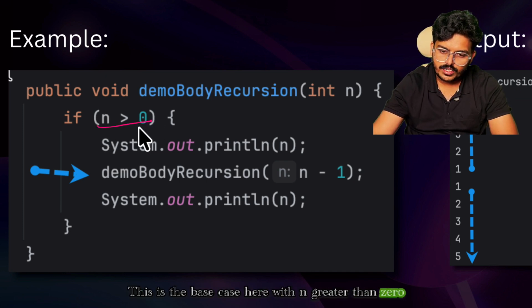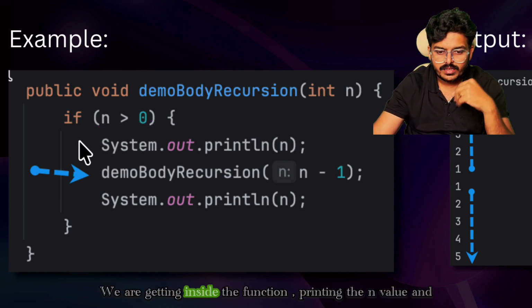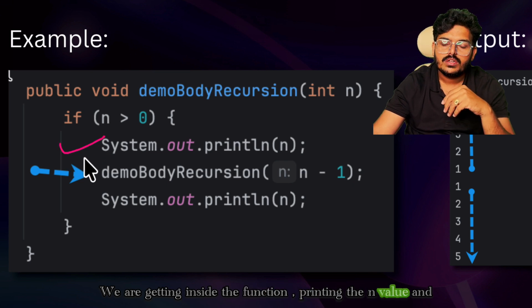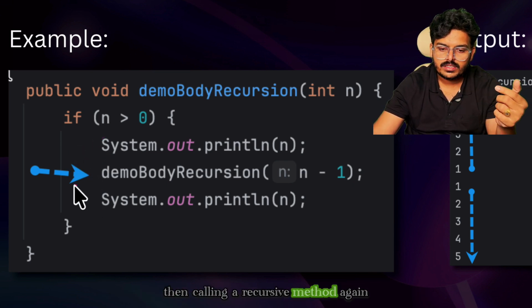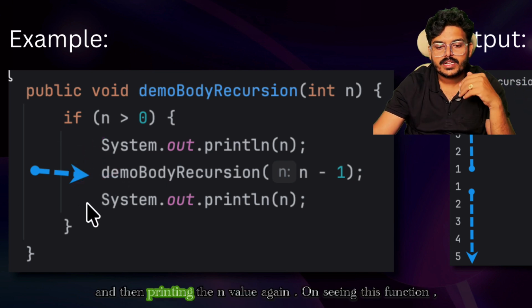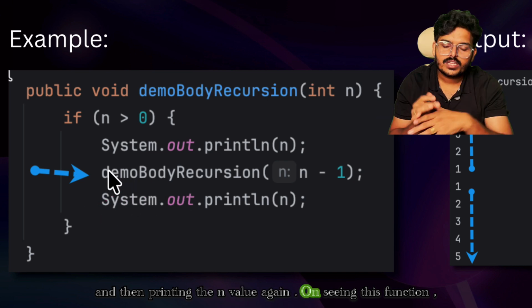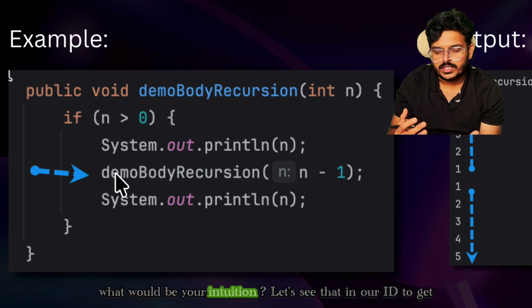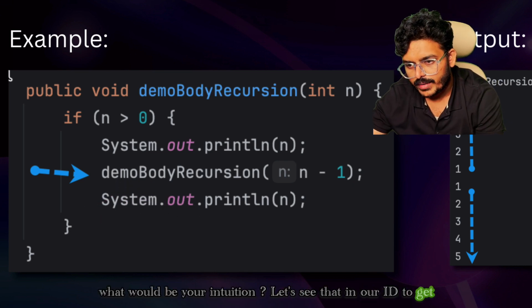If n greater than 0, we are getting inside the function, printing the n value, and then calling the recursive method again, and then printing the n value again. On seeing this function, what would be your intuition? Let's see that in our IDE to get better understanding.